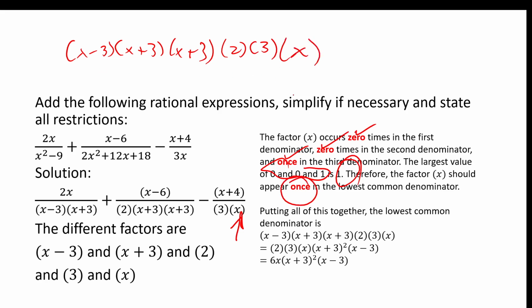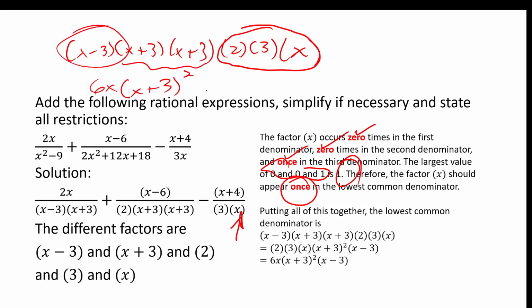So putting all that together, we have our denominator up at the top. Well, what we can do is say this last part here, that's just 2 times 3 times x, that's 6x. And then we have a couple of factors of x plus 3, so that's x plus 3 quantity squared. And then we've got a lone factor of x minus 3, so we've got x minus 3. And that is actually our LCD.